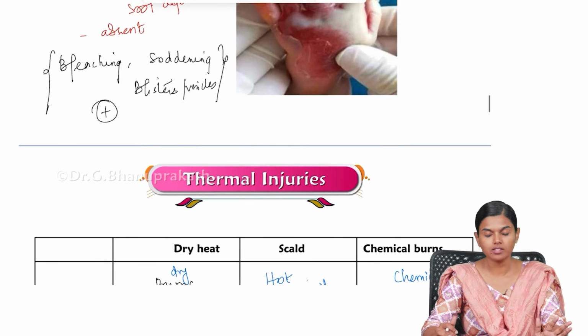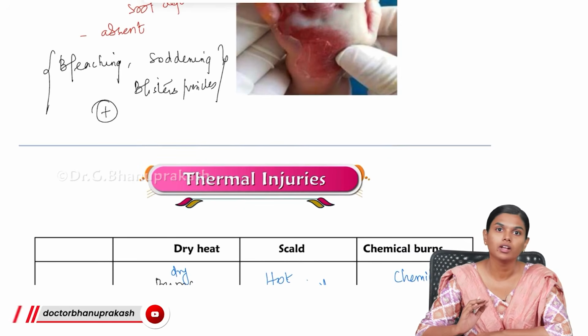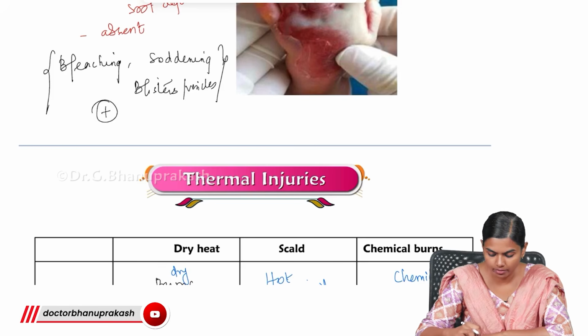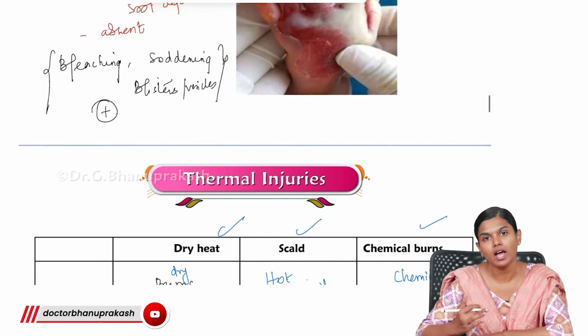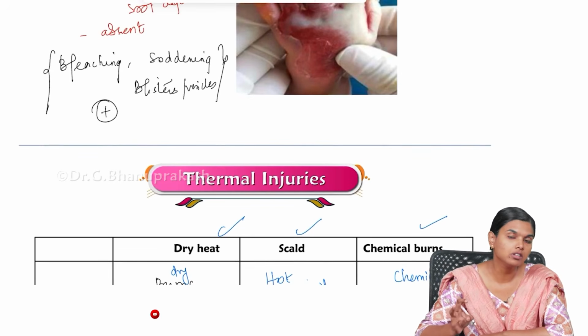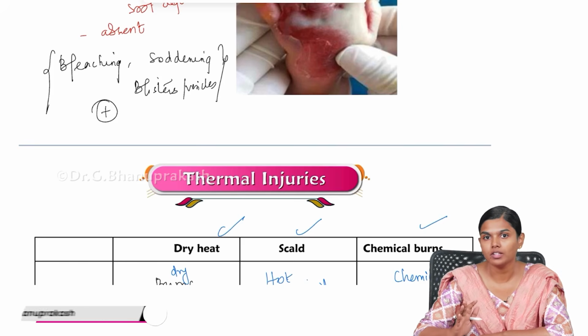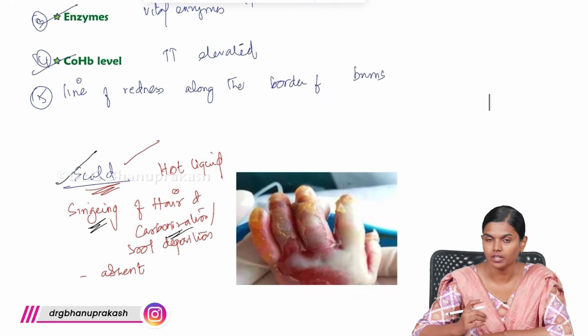So in case of burn injury, the main thing that we have to remember is the heat artifact and the differences between the dry heat, scald and chemical burns. If they ask you in which burn singeing is absent, you have to say it is absent in scald and chemical burns. Charring and carbonization or soot is present in scald or not, it means it is not present in scald. So this is how the questions are usually asked.